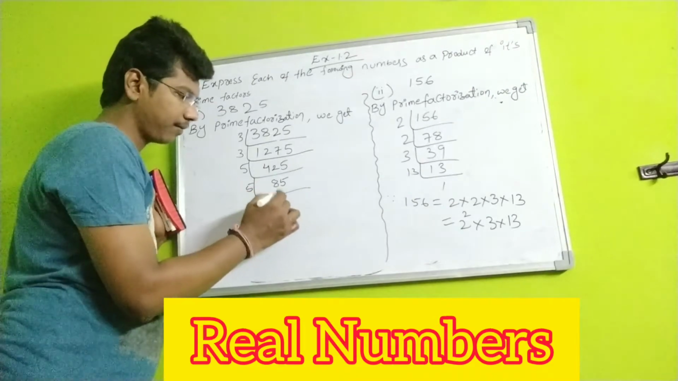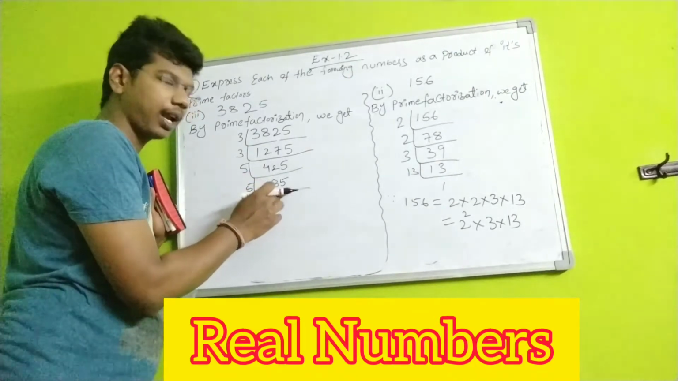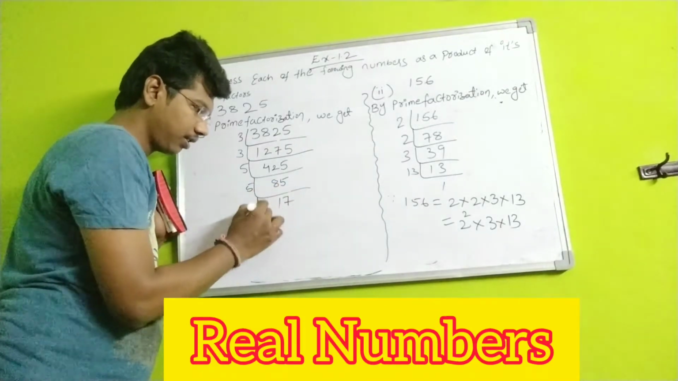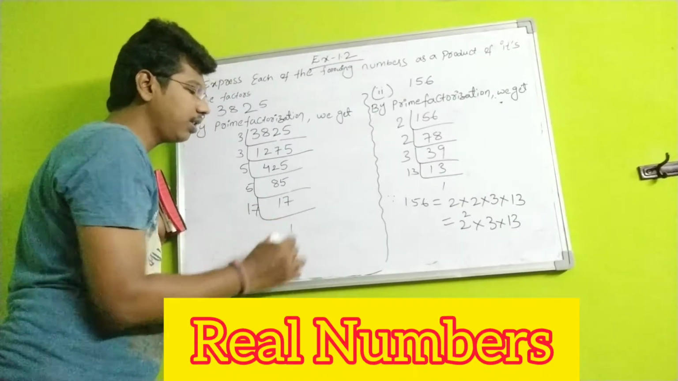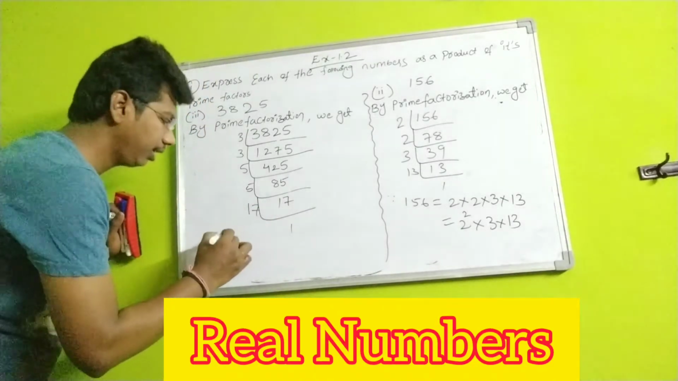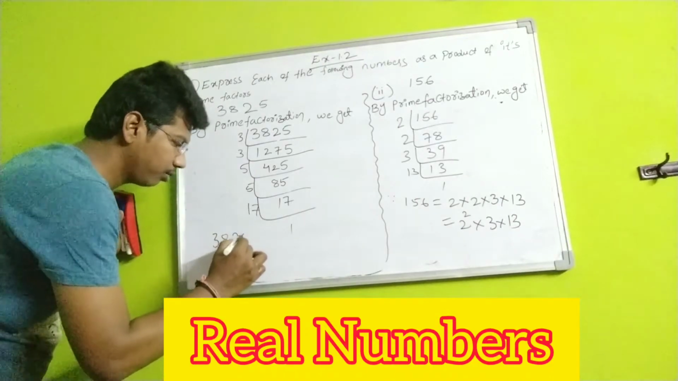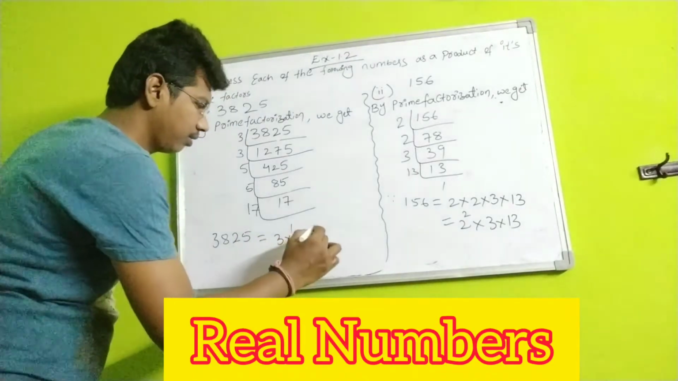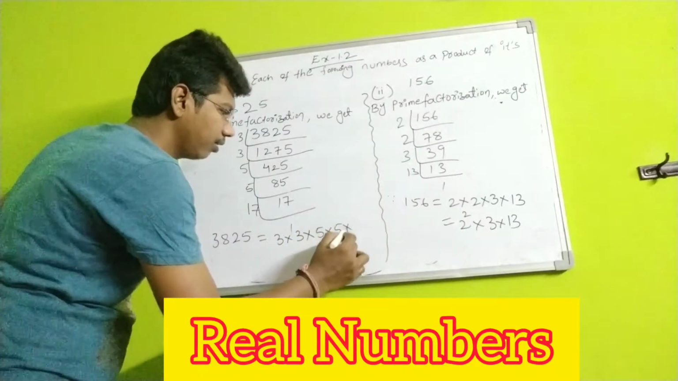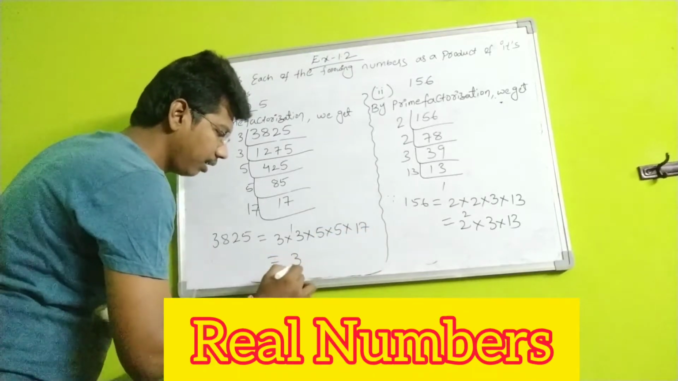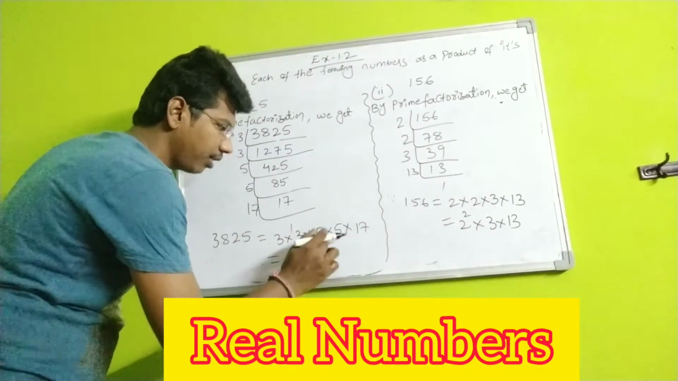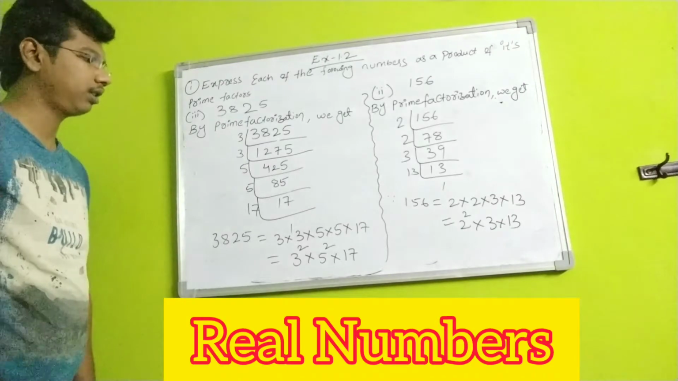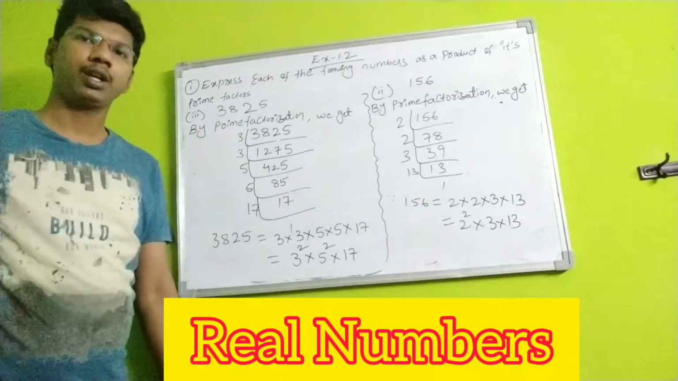Again take 5. 5 ones are 5. Here 8 is there, 3 carry. Now this 5 becomes now 35. Now 5 sevens are 35. Now 17 is a prime number, students. 17 ones are 17. So 3825 is equal to 3 into 3 into 5 into 5 into 17. You can write 3 power 2 into 5 power 2 into 17. These are the prime factors of 3825, students.